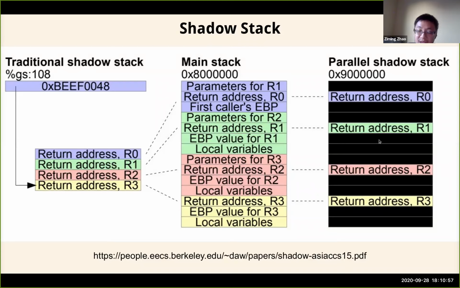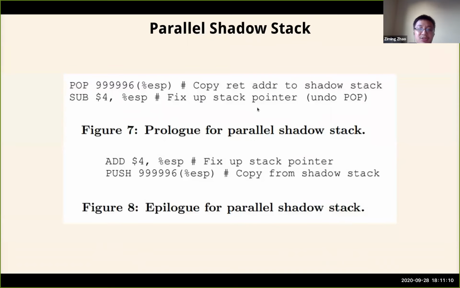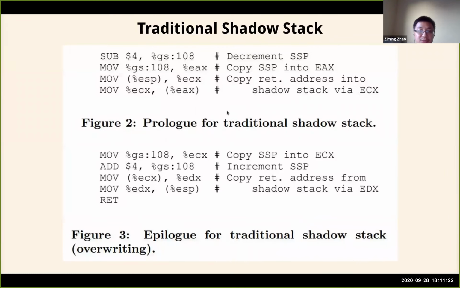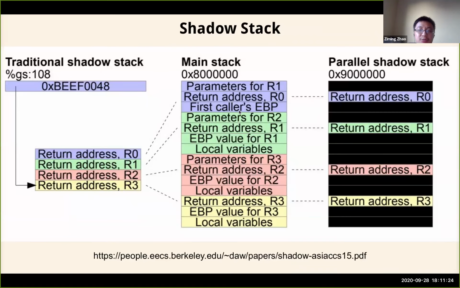Then obviously, all the memory locations between them will be wasted, but it doesn't matter. We're not going to use them. We're making things much faster. And the implementation of this is much simpler, as you can see. So the prologue for this one is only 2 instructions, instead of these 4 instructions here, we're just doing 2 instructions.